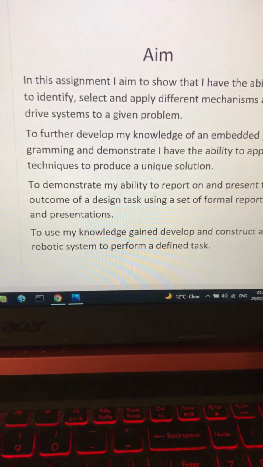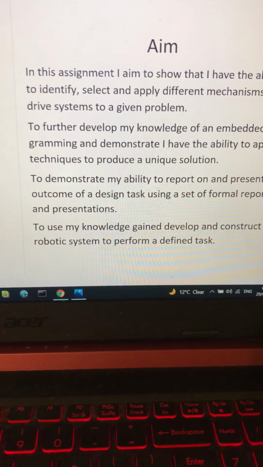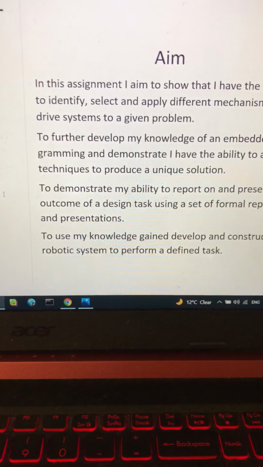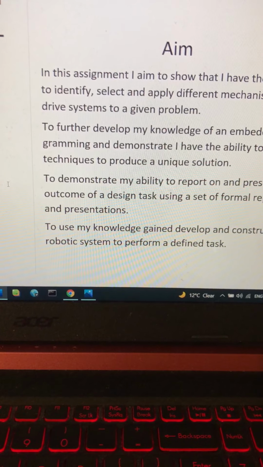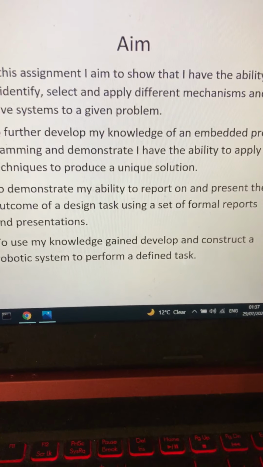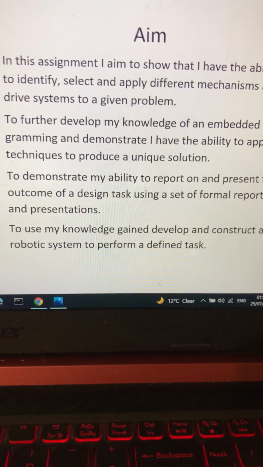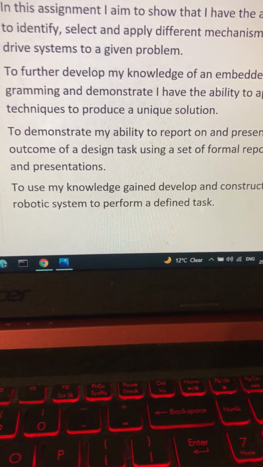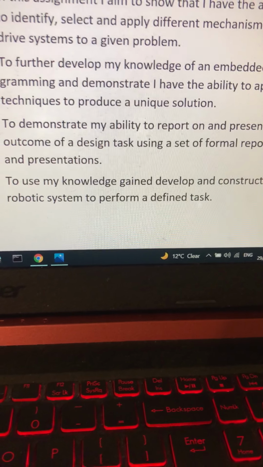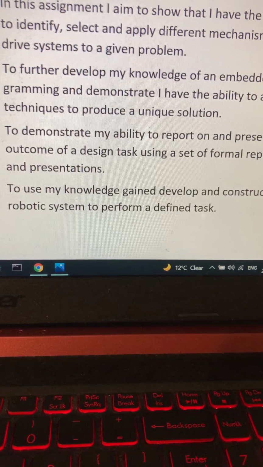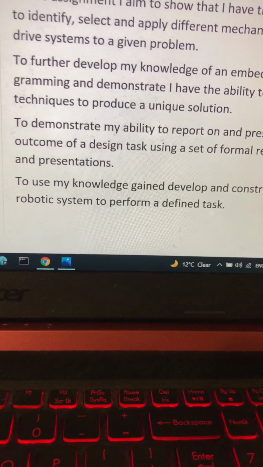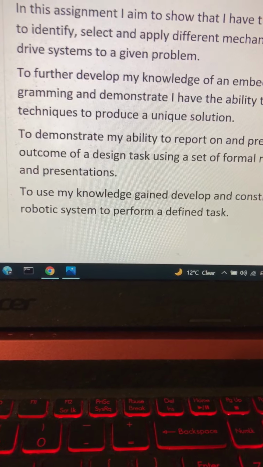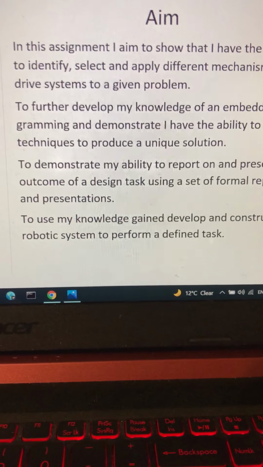In this assignment I am to show that I have the ability to identify, select and apply different mechanisms and drive systems to a given problem, to further develop my knowledge on embedded programming, and demonstrate I have the ability to apply techniques to produce a unique solution, to demonstrate my ability to report and present the outcome of a design task using a set of formal reports and presentations, to use my knowledge gained to develop and construct a robotic system to perform a defined task.